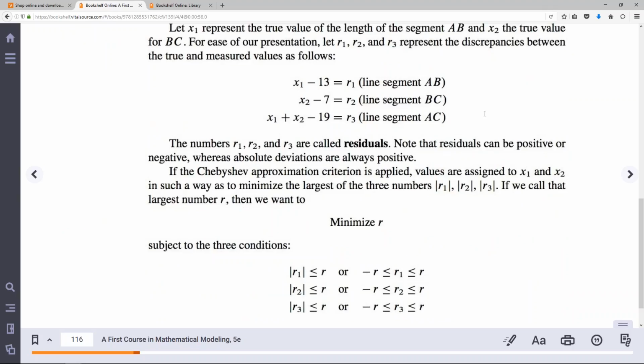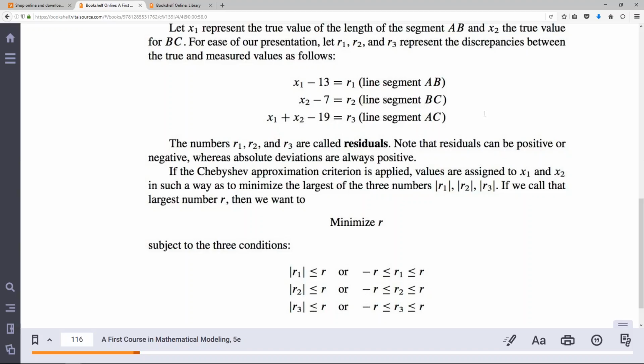So same thing, x2 minus 7 would be R2, and then x1 plus x2 minus 19 would be R3. The earlier solution that we just went through says let's distribute the error evenly so that we can get 1/3 in each segment. But here we're saying let's minimize all these three errors. We're trying to find a value so that we minimize the largest of the three numbers.